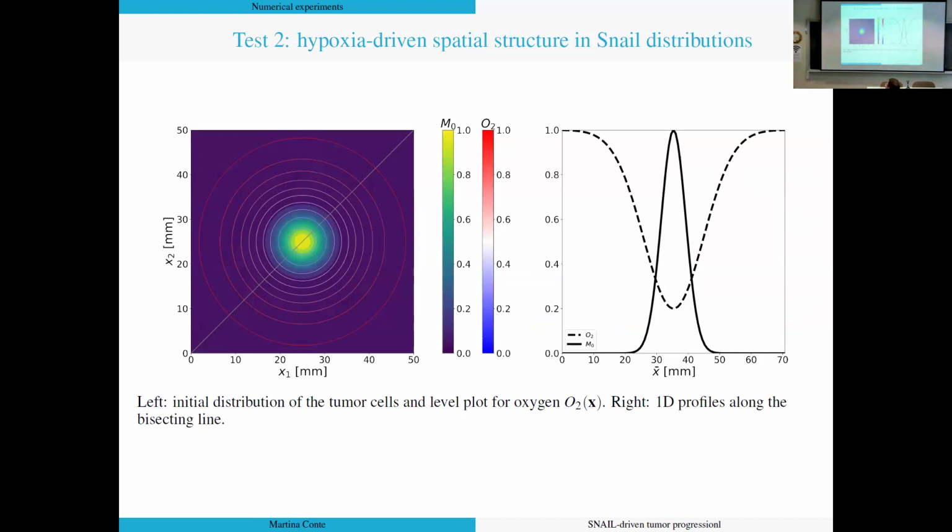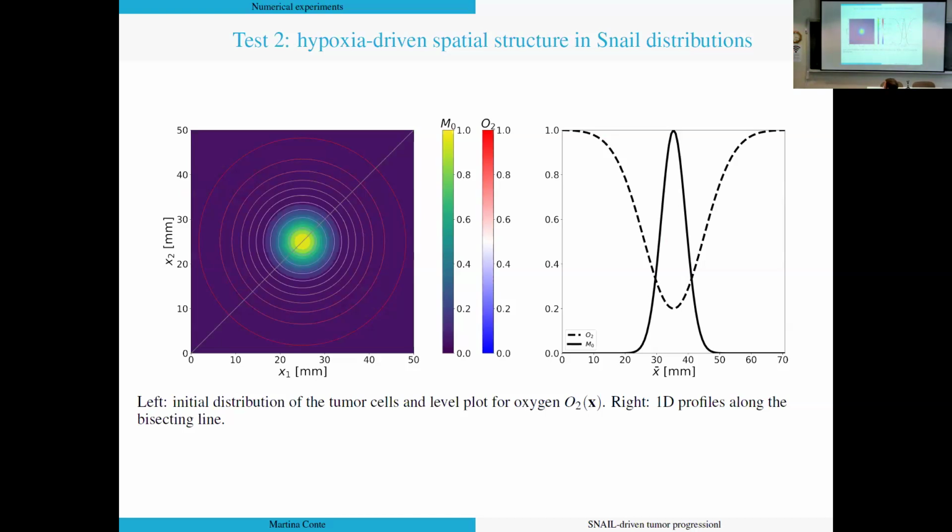We also want to observe if we were able to capture the spatial distribution of Snail, not just the changes that Snail allows cells to make in their migration. So this is the initial condition of the model. Now we have, again, the setting. Cells are located here at the center with a nice Gaussian distribution, while oxygen is again fixed, but higher at the border and lower in the middle. If we consider the 1D cross-section, we will see the continuous line for the tumor cells and the dashed one for the oxygen.